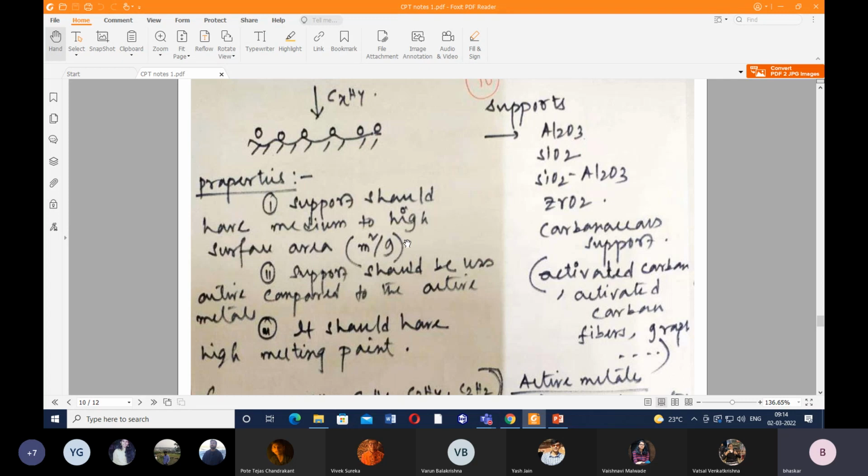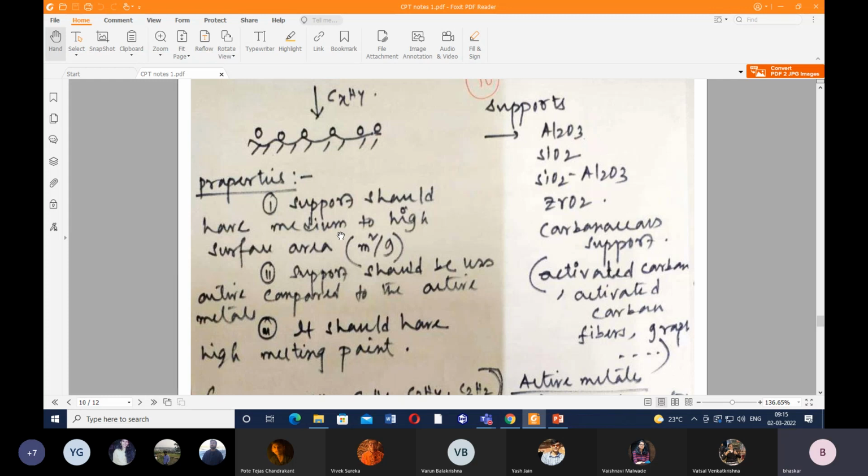We can measure the surface area of a catalyst by a technique called the BET surface area measurement technique. BET stands for Brunauer, Emmett, Taylor. This is named after three different scientists who invented this process. So this method is called the BET surface area measurement technique. I'll talk about this method when the exact time comes. For the time being, remember that the support material should possess medium to high surface area.